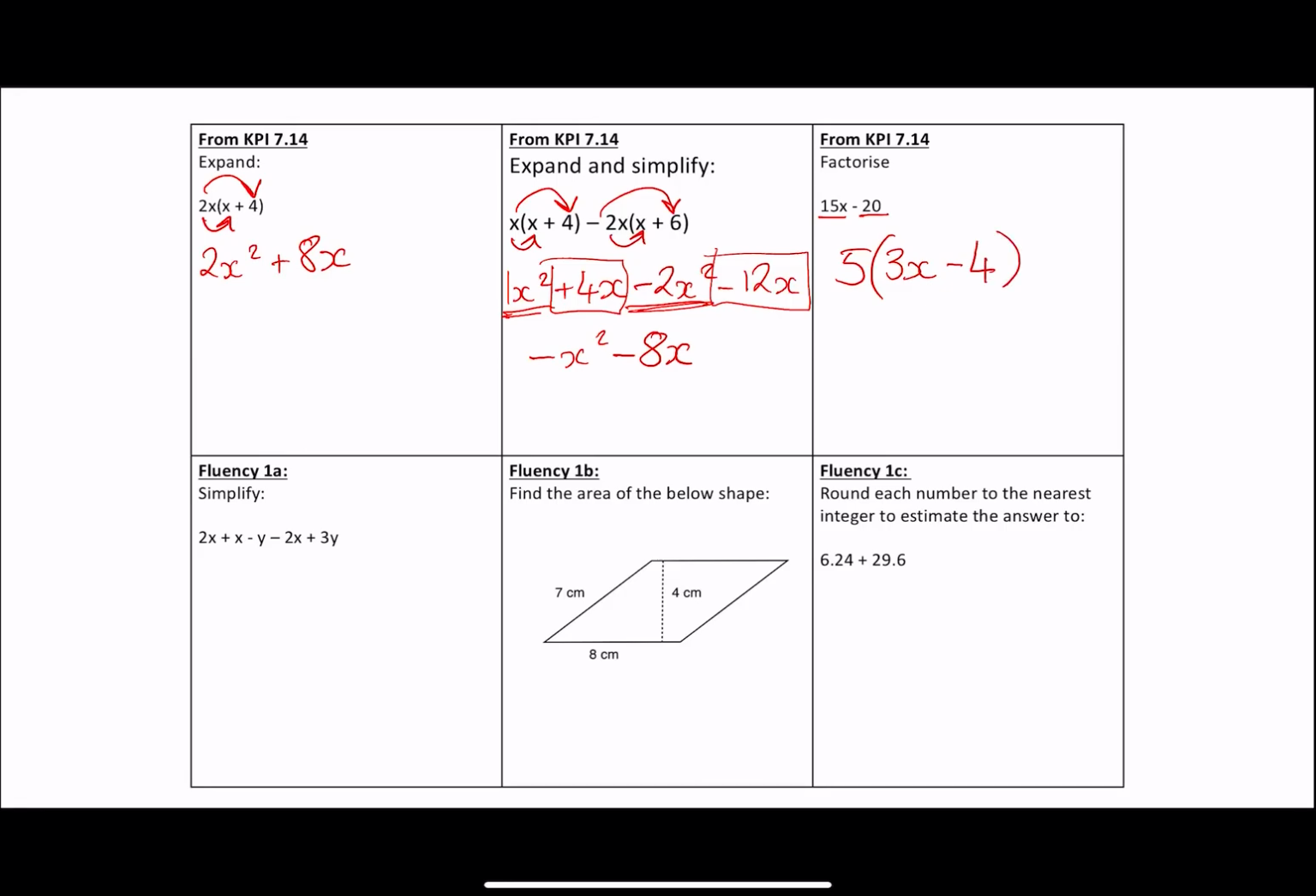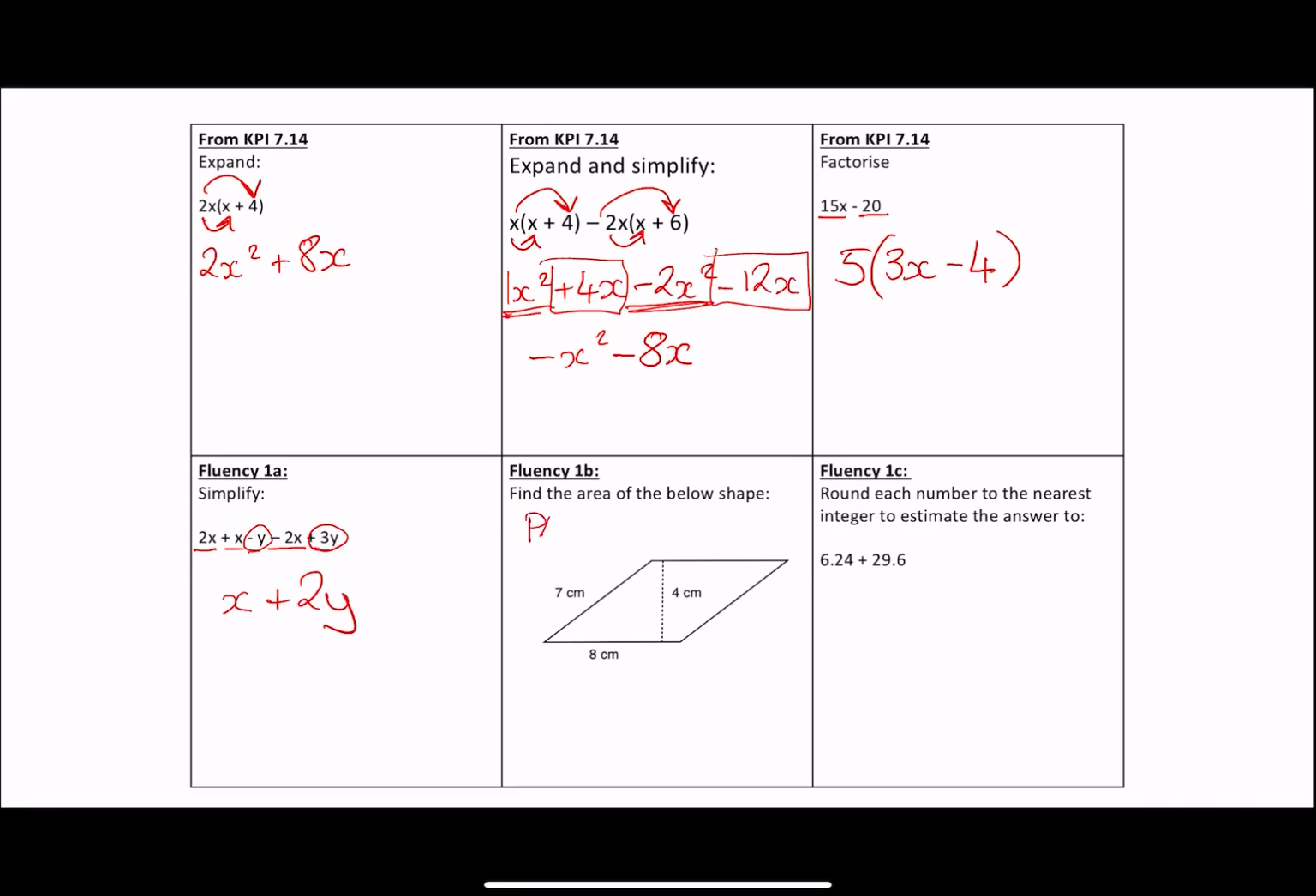Fluency 1A, another simplifying question. So I'll go along and underline and circle my like terms. So I've got 2x plus x, that's 3x, but then take away 2x, I end up at just 1x or x. Then negative 1y, but plus 3y, start, direction, distance, I end up at positive 2y. They're not like terms, so I can't collect them any further.